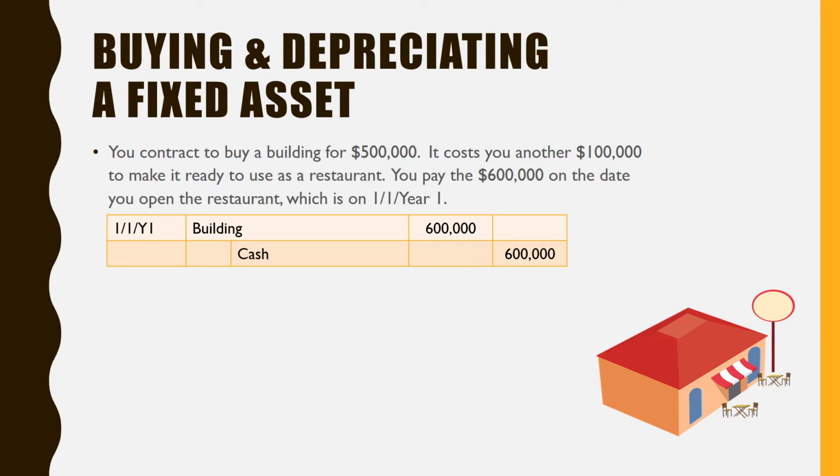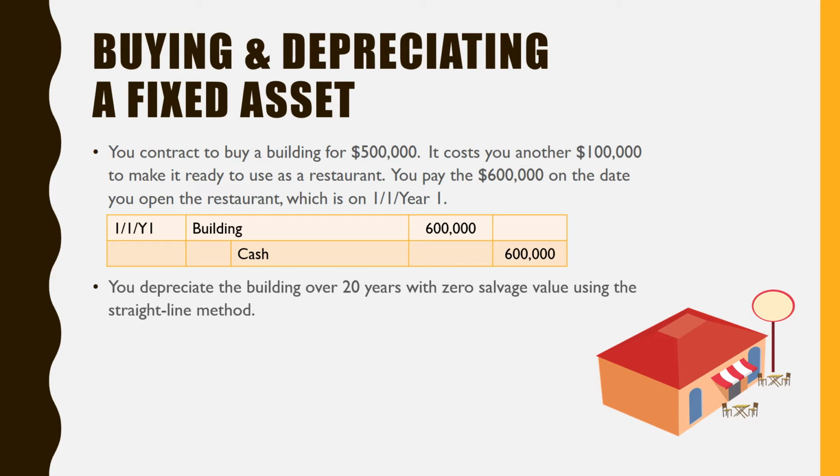Debit building, credit cash. The only thing interesting here is that the value of the building, the cost of the building, is whatever it took you to make that ready to use. So if you had to repave the parking lot or redo the kitchen or upgrade the plumbing and the electric, that all goes into the cost of the building.